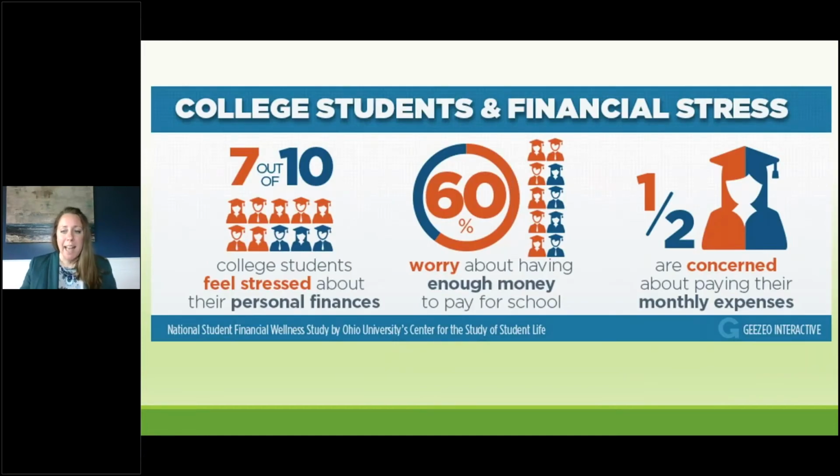So, you know, all of this adds up to stress. For students, finances is just a big worry. About 70% of students are stressed about their personal finances. They worry about having enough money to pay for college, and about half are concerned about their monthly expenses. So having a general plan, talking with the financial aid office, and having a solid relationship with the financial aid office, I think, is very important to student success.